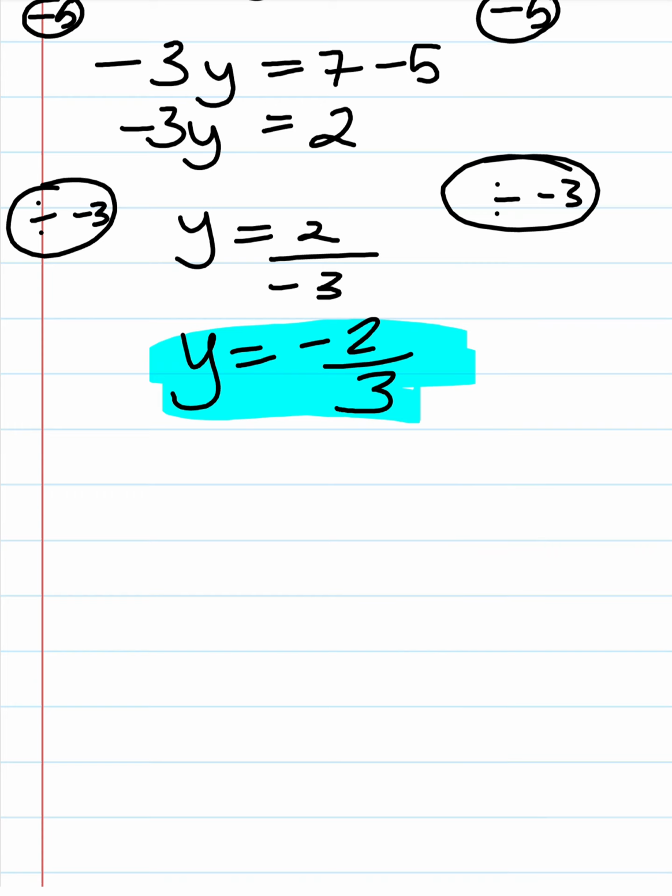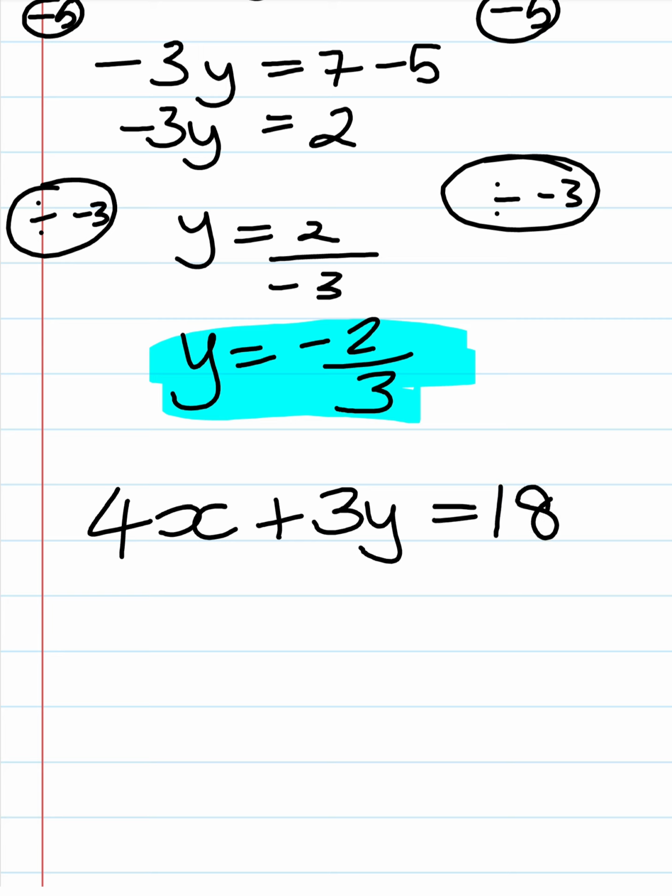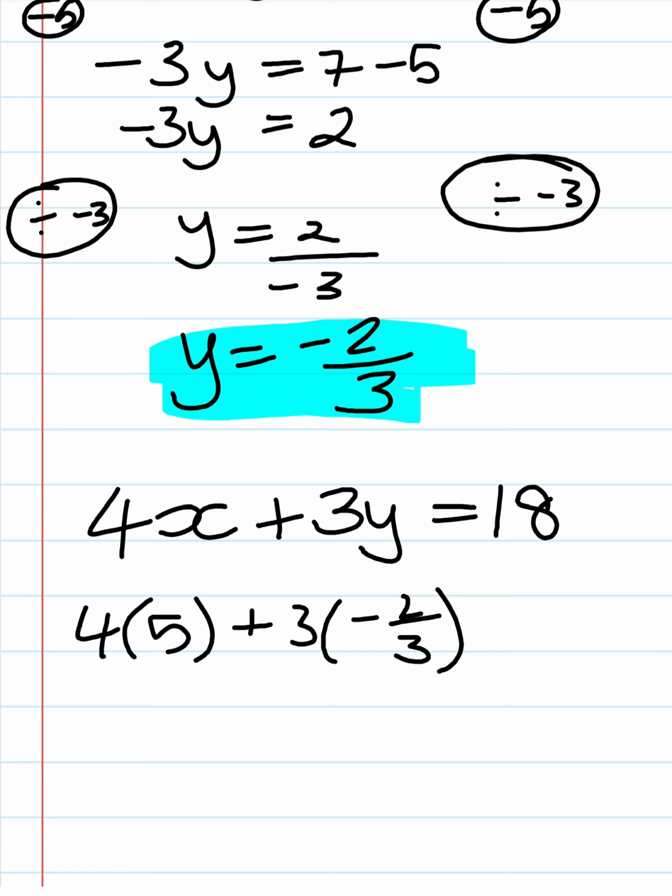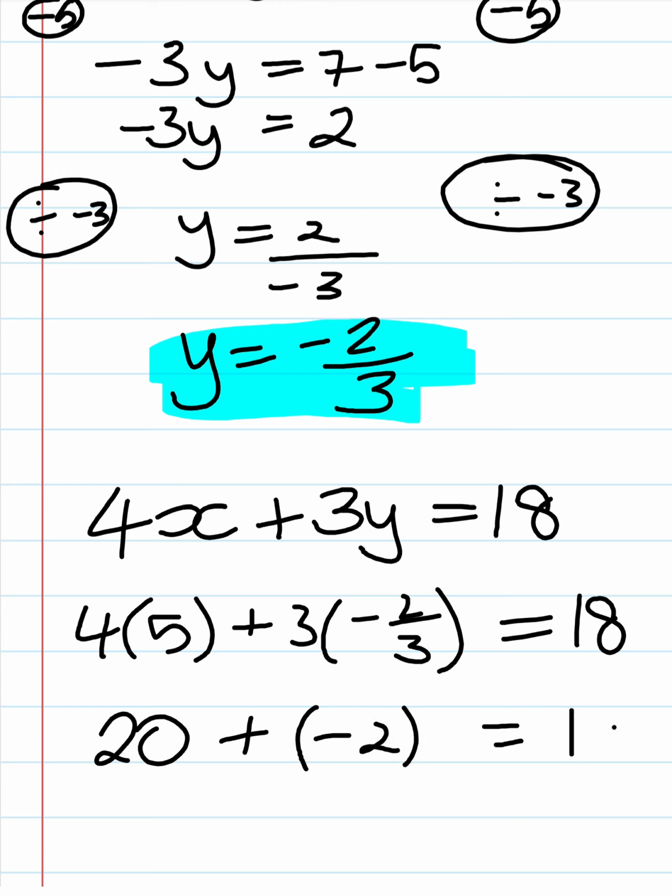The first equation was 4x plus 3y is equal to 18. Let's substitute our x and our y to see if adding them together in this combination gives us 18. So 4 lots of 5, because x equals 5, plus 3 lots of minus 2 over 3 should be equal to 18. 4 times 5 is 20, plus 3 lots of minus 2 over 3, which is minus 2, should be equal to 18.